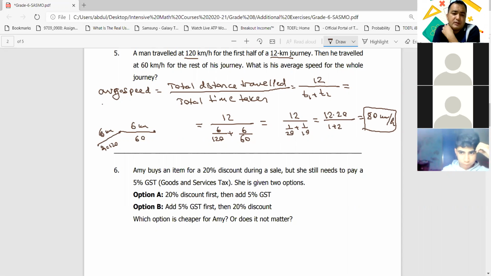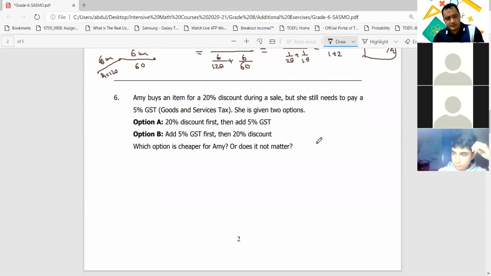Okay. The average speed is total distance traveled over total time taken. We don't just add the speeds and divide by 2 or 3. And maybe in detail I can explain why that is so in our next class. Okay, now let's try to solve more questions.